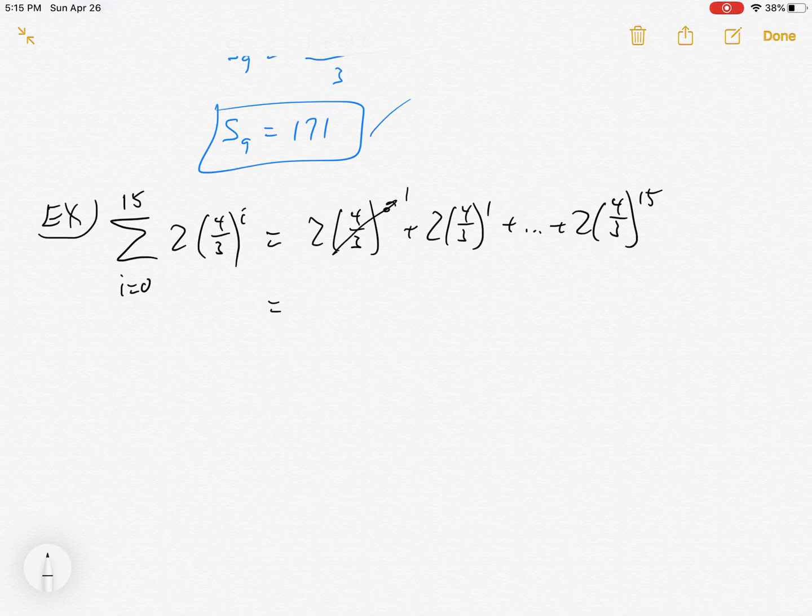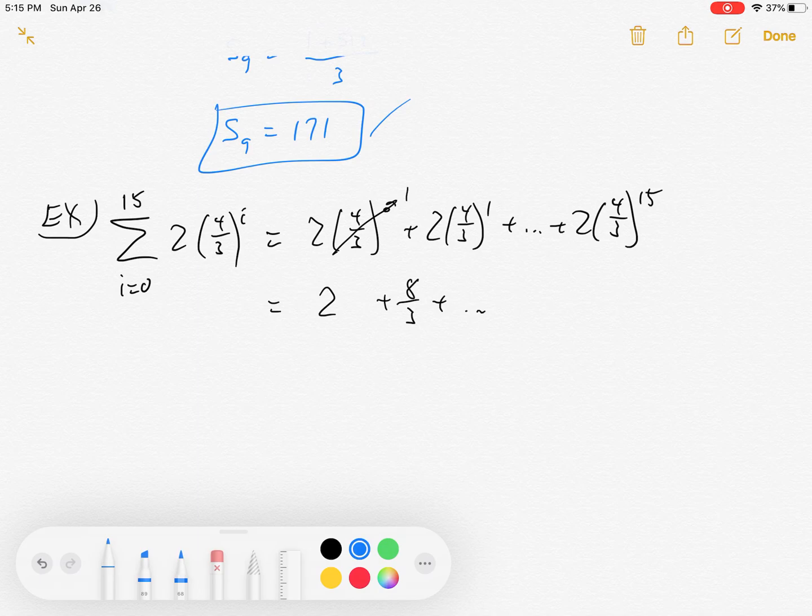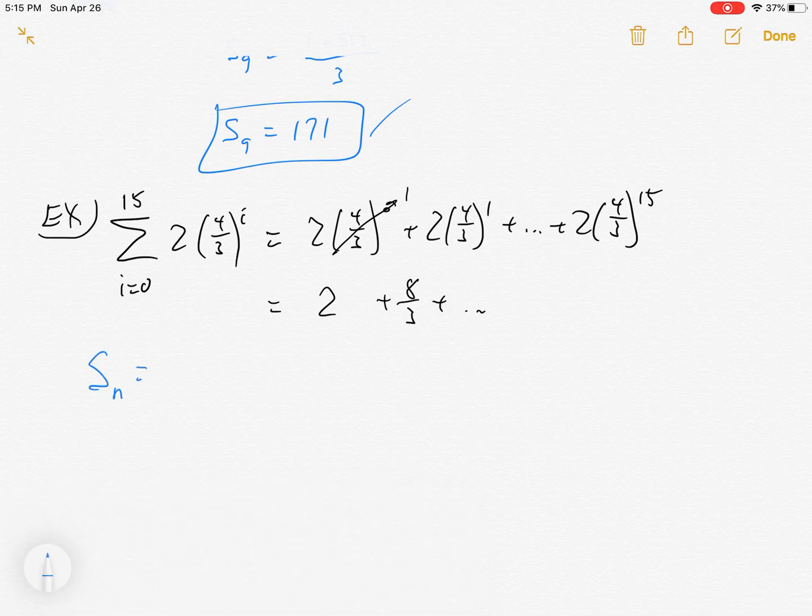Okay, write the first few terms out. 2 times 4/3 to the 0 plus 2 times 4/3 to the first, all the way up to 2 times 4/3 to the 15th. Now we can do this quickly, I think. Well, let's figure out what these are. This is 2 times, that's 1, so it's 2. That's 8/3. Not that we really care. This one, I don't know what it is, but we don't care. It doesn't matter. So let's write out our formula again.